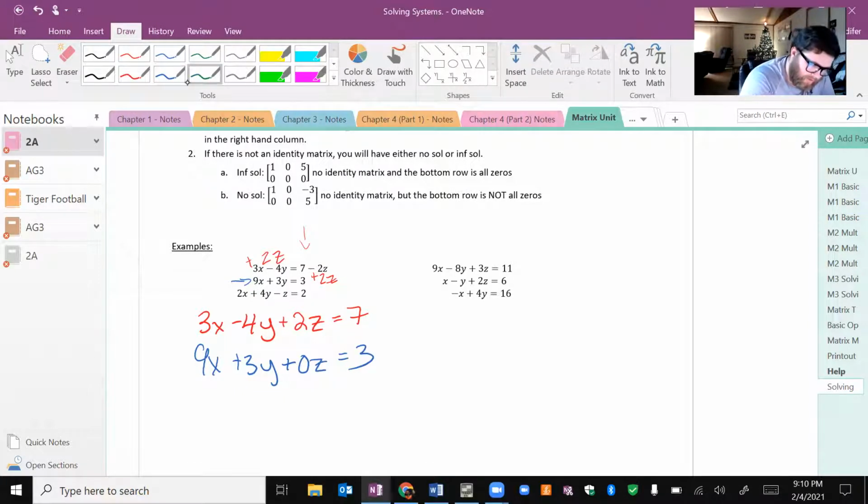Last but not least, the third line, I'll do it in green. We've got an x, y, z in this one, so we don't need a placeholder. Plus 4y minus z equals 2.